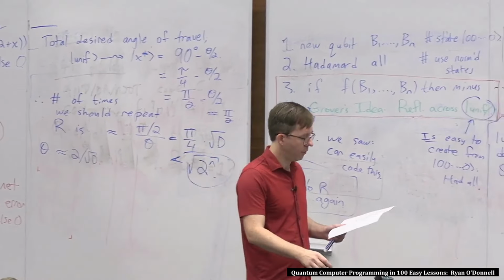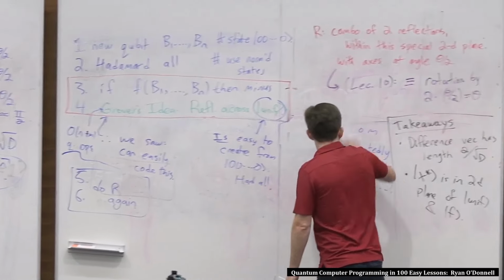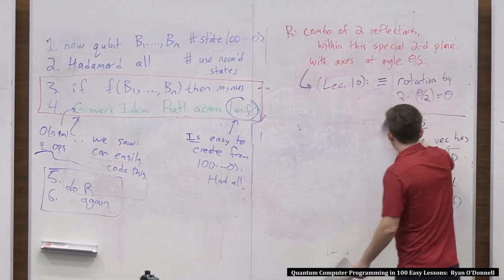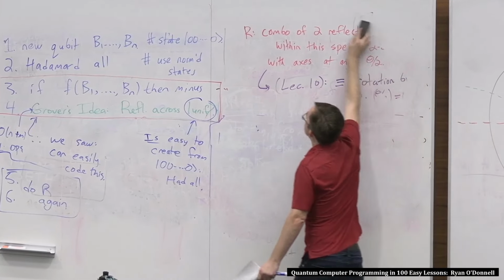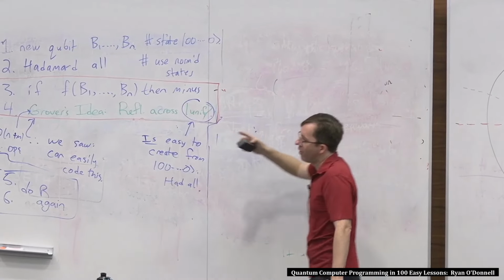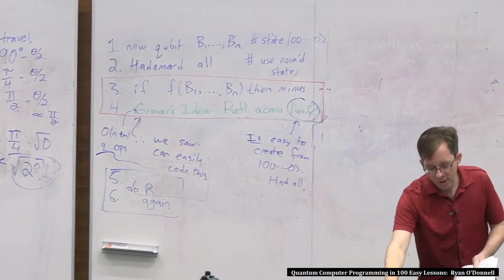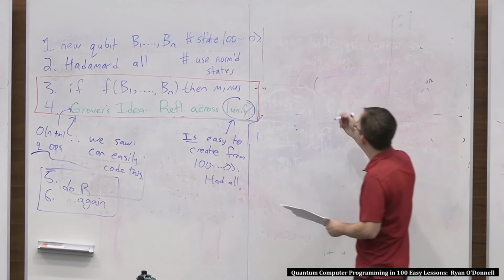Okay, so for clarity, I'll write the whole algorithm. Oh, and then finally, when you're done, of course, you measure. And since you get basically 100% of your amplitude on x star, up to some theta which is exponentially small, you have basically a 100% chance of reading out x star, the unique satisfying string.